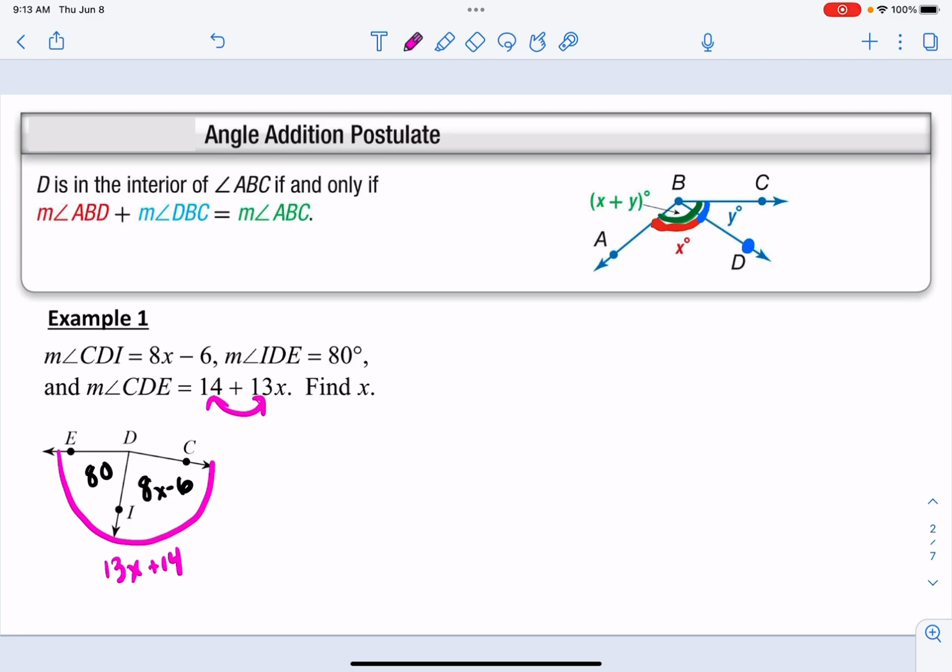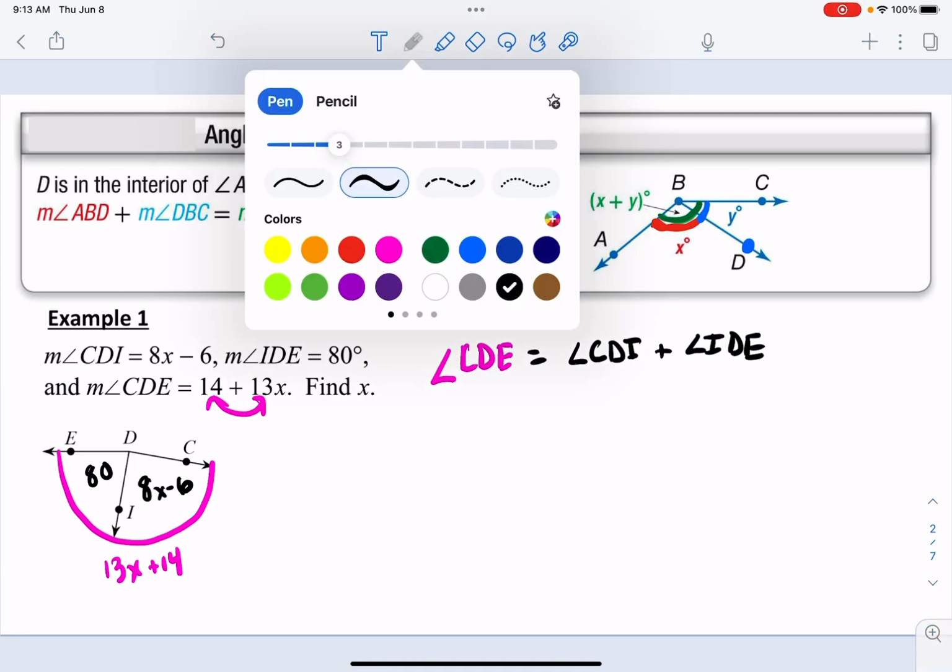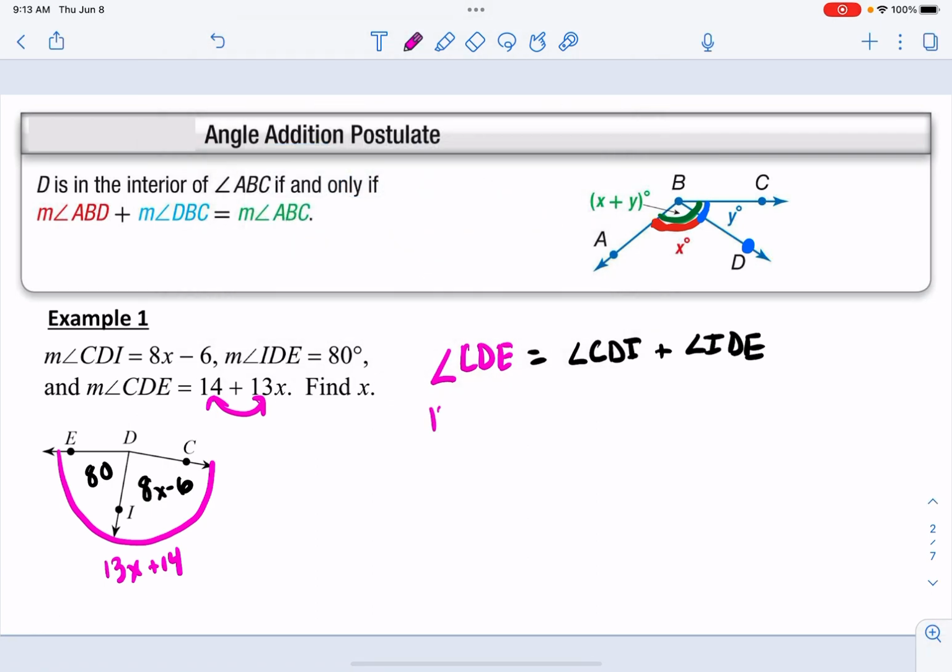So what you want to keep in mind here is the big angle, angle CDE, is equal to the two smaller angles. So angle CDI plus angle IDE. So the two smaller angles add to be the bigger angle. So now we set up our algebraic problem. 13x plus 14 is equal to 8x minus 6 plus 80.